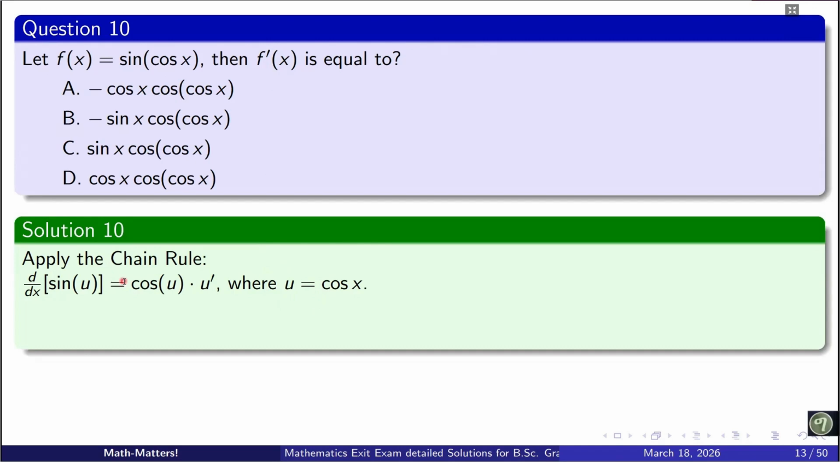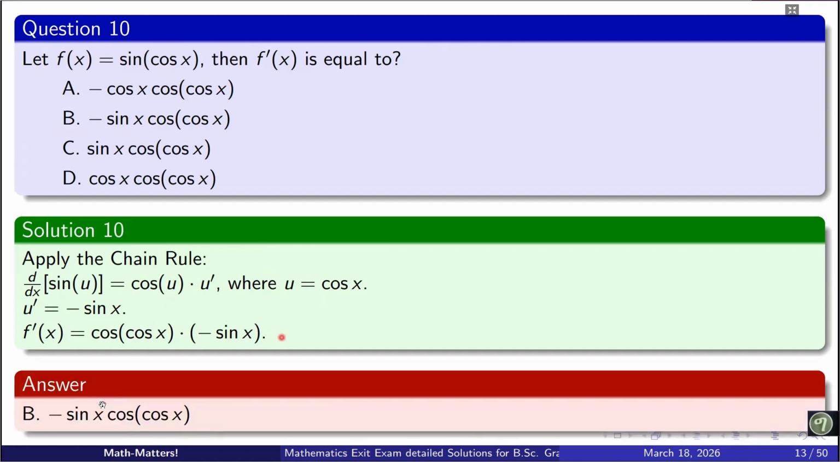Therefore, if we back substitute, u derivative is minus sine x, therefore f derivative of x is equal to cosine of u, but u is cosine of x, that is cosine of cos x, times minus sine x. Therefore, the answer could be minus sine x cosine of cos x, that is simply B. This could be the solution.